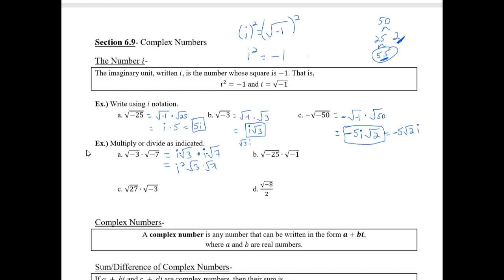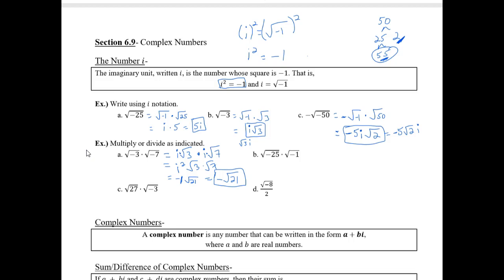And we learned up here that i squared is equal to negative 1. So anytime I see an i squared, I need to change that to negative 1, because i times i makes a real number, which is negative 1. And then the square root of 3 times the square root of 7 is the square root of 21, or we can just write this as negative square root 21. Right? So the numbers under the radical can get multiplied together, and i squared becomes negative 1.